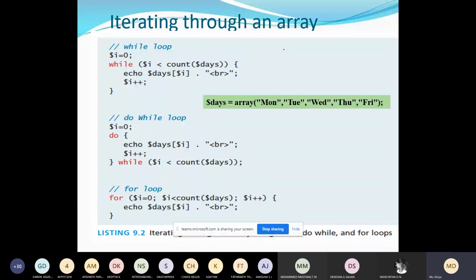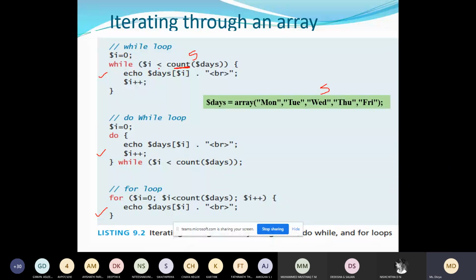Iterating the array. We studied in C programming how to access the elements of the array using a for loop or any other loop. Similarly, you can see here we are using a while loop. We can do it using a do while loop or a for loop. Here there is one built-in function, count, which will give you the length of the array. Count $days, how many elements are there in this? 5. So count will give you the value 5.